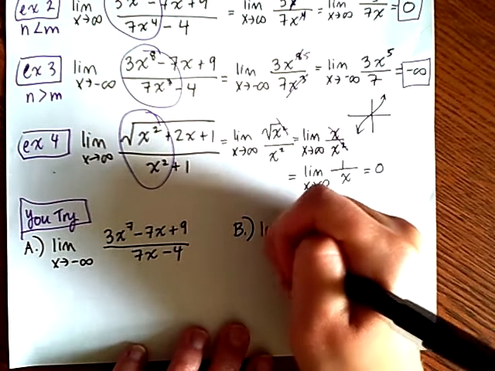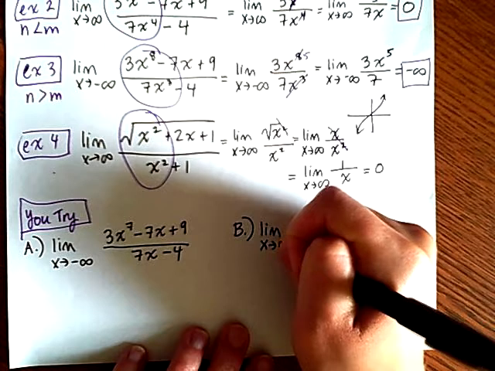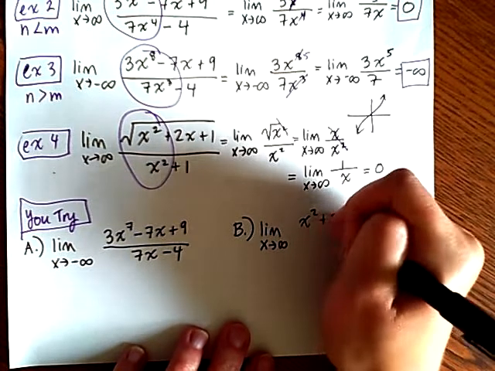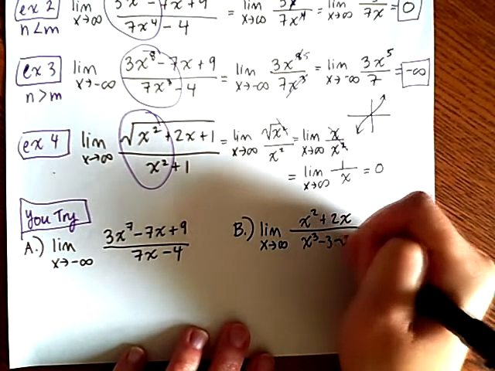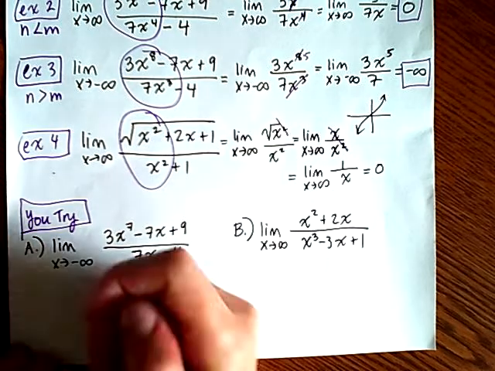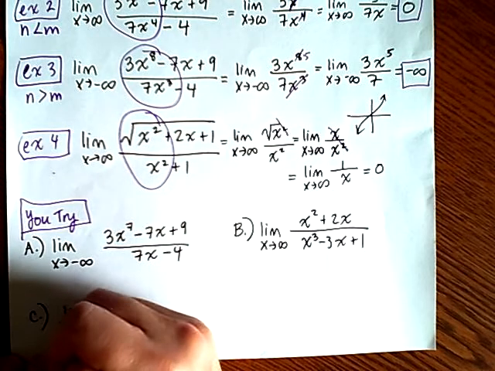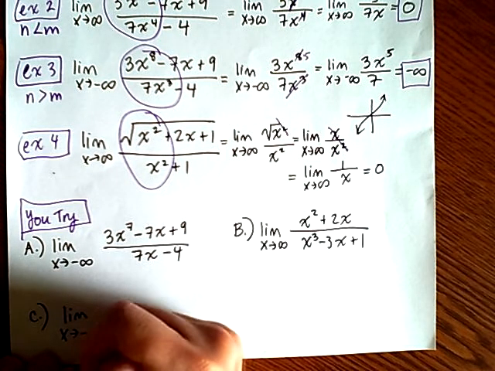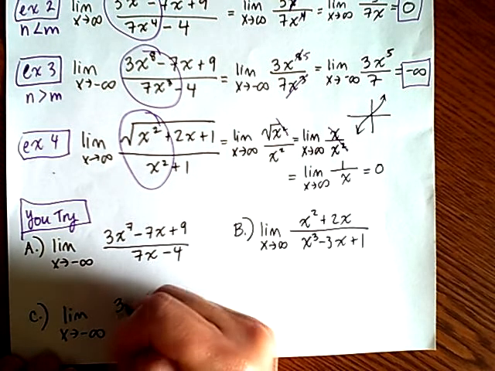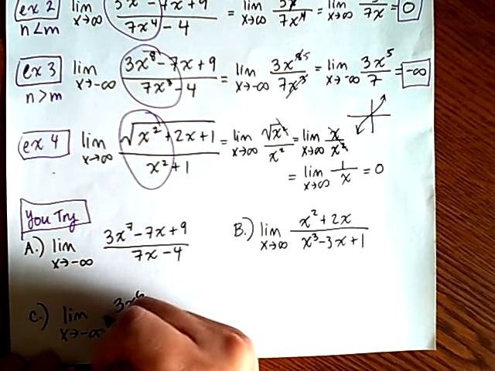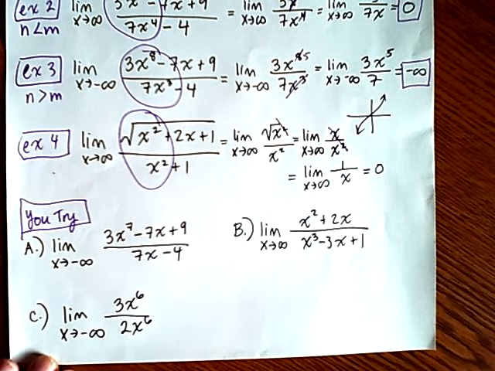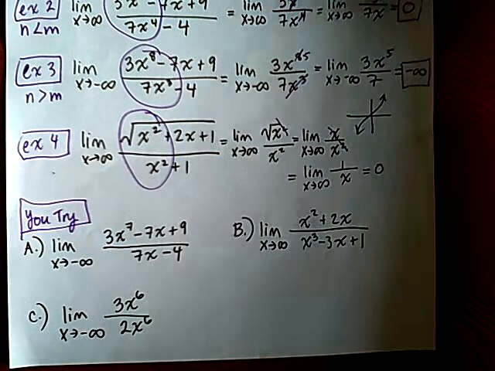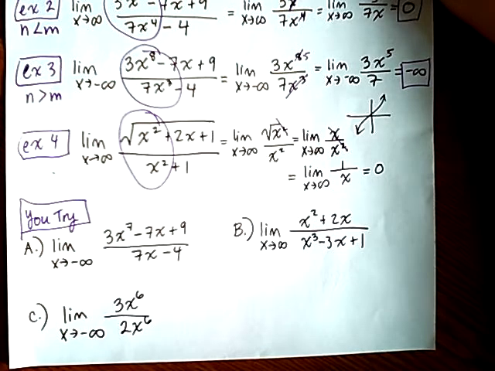The second one is the limit as x goes to infinity of (x^2 + 2x) divided by (x^3 - 3x + 1). And the last one will be the limit as x goes to negative infinity of 3x^6 divided by 2x^6. So try those out, and we'll be practicing this next time we have class.